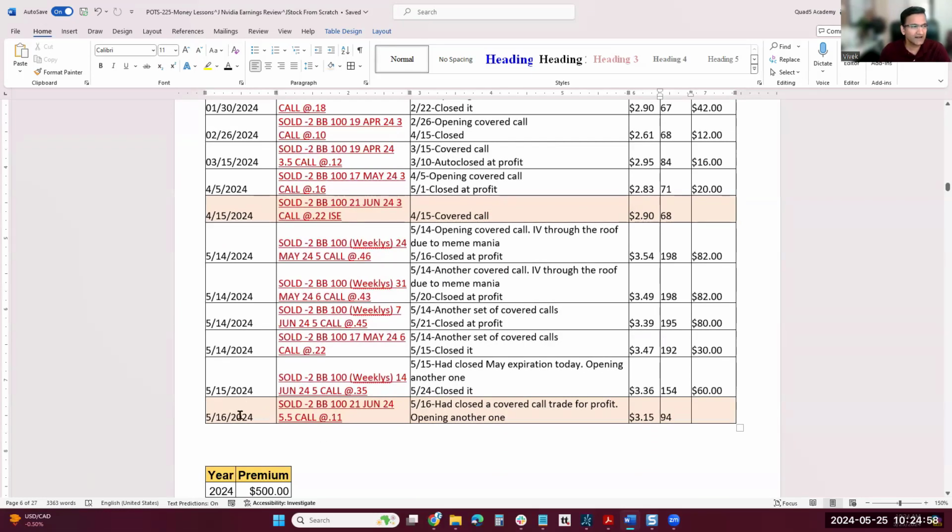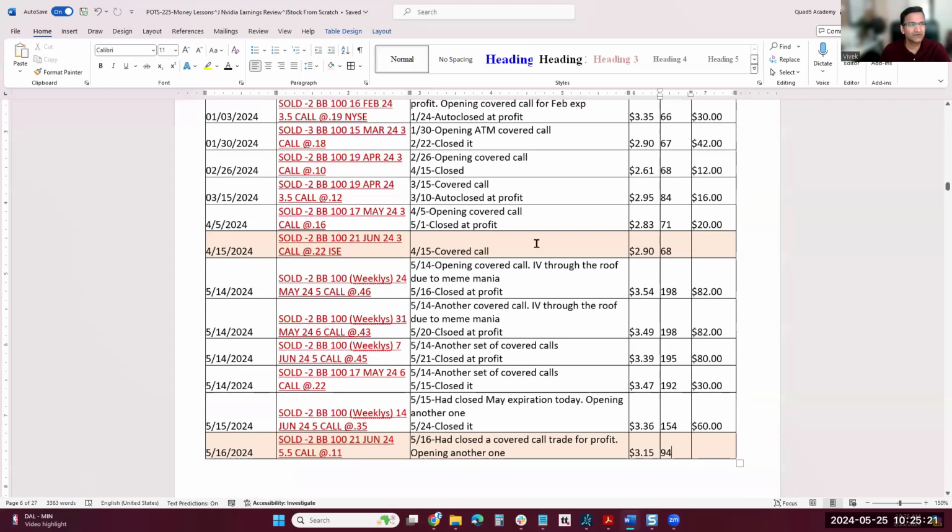And look here, just after the meme mania died down, I opened another covered call. Stock is trading at $3.15. I opened it almost 4 weeks out. Not enough premium, because IV came down to 94. So I still have 2 trades open in it. One I opened before the meme mania, and the other one, this one is still open.